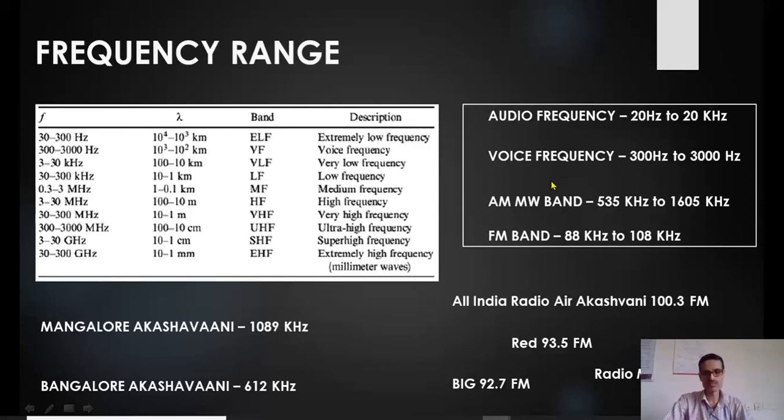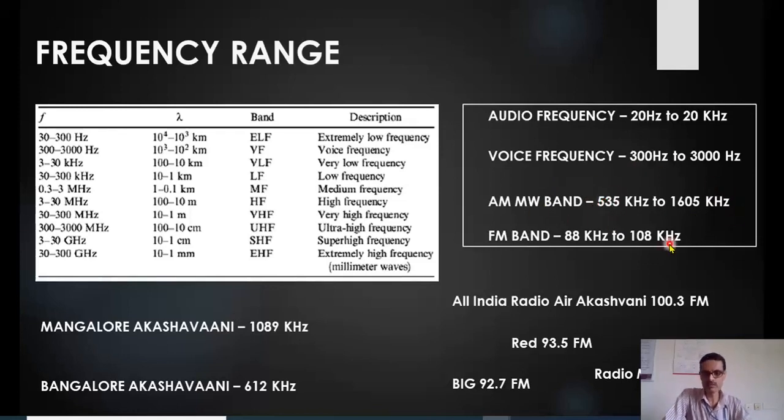So in radio broadcasting, we have something called the AM band and the FM band. In the AM band, again, there are two different types: MW, medium wave band, and SW, short wave band. So these are all standard frequencies. For the AM MW band, that is the medium wave band, the frequency range is always from 535 to 1605 kilohertz.